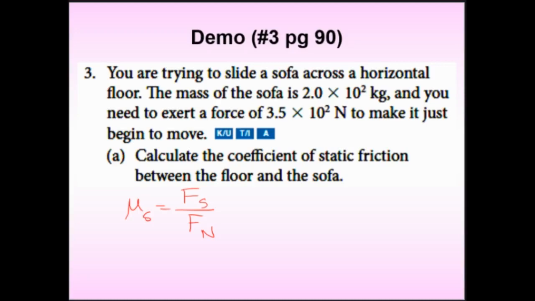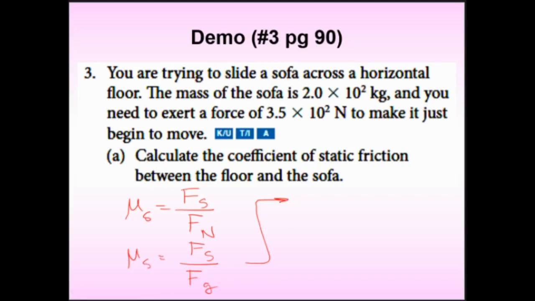But in this situation, are we told anything of multiple forces or a slant? No, we're not, which means Fn could be safely substituted with Fg. Good. So Us equals Fs over Fg. All right. But what did we say Fs is equal to in this case? Is it equal to applied force? Yes, because it just started to move.